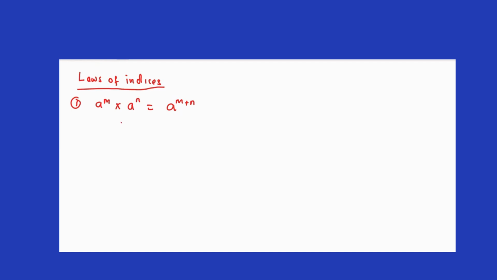For example, if we had 5 raised power 2 multiplied by 5 raised power 3, this will be equal to 5 raised power 2 plus 3, and therefore this is 5 raised power 5. So when we take 5 raised power 5, we'll get a number which is the same as taking 5 squared times 5 cubed.